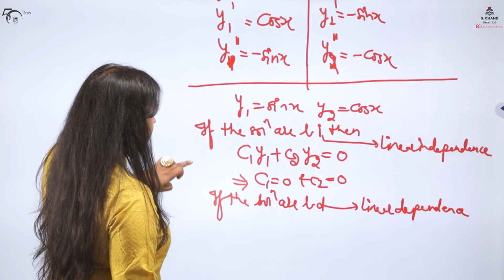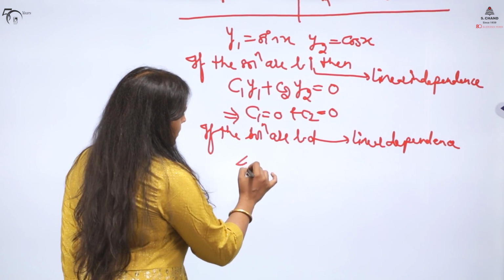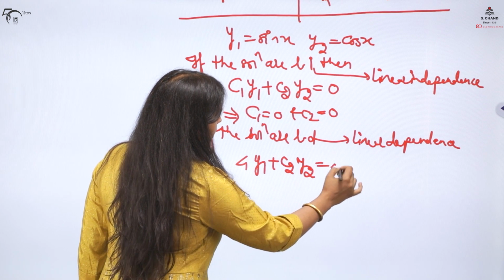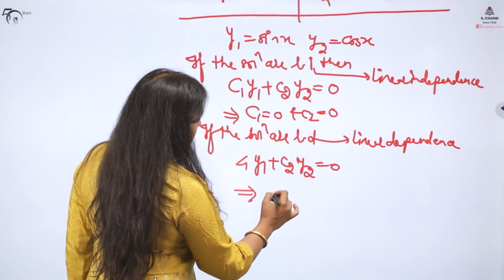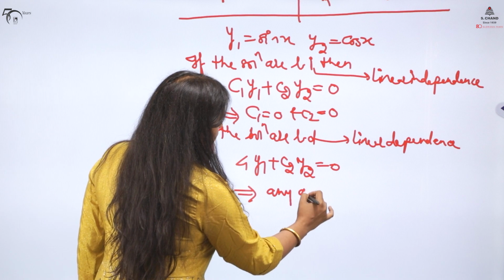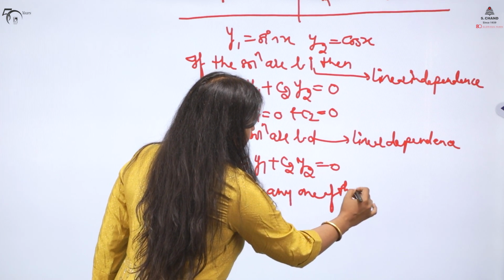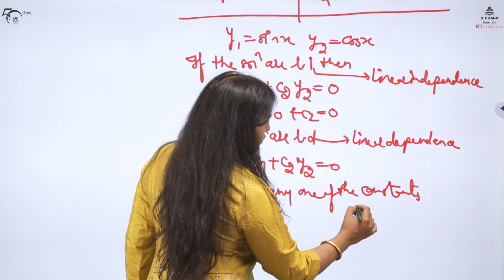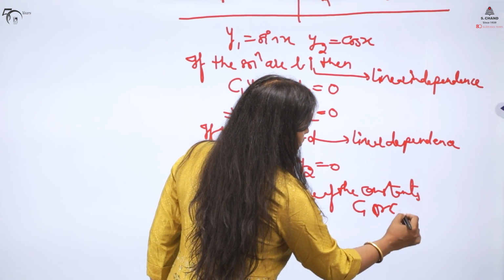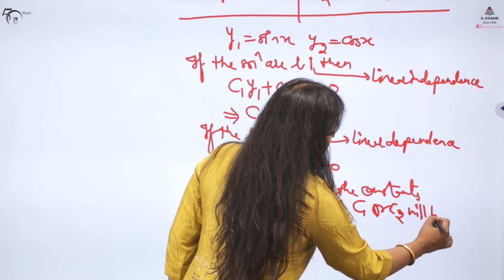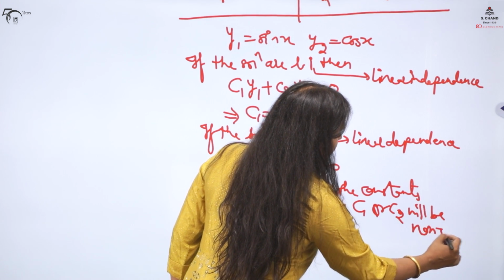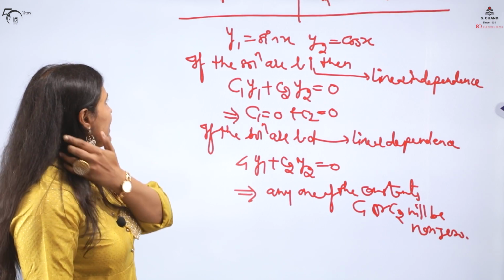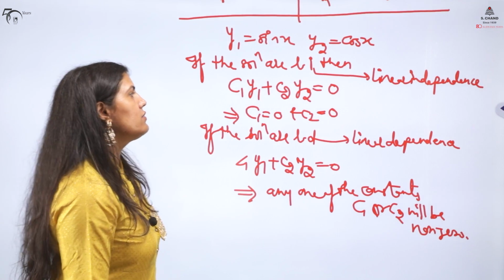If the solutions are linearly dependent, then what will happen is you will consider this linear combination, and any one of the constants will be non-zero. One constant will be 100% non-zero, either C1 or C2 or both will be non-zero. Either any one of the two will be non-zero. So this is the linear dependence and independence definition.